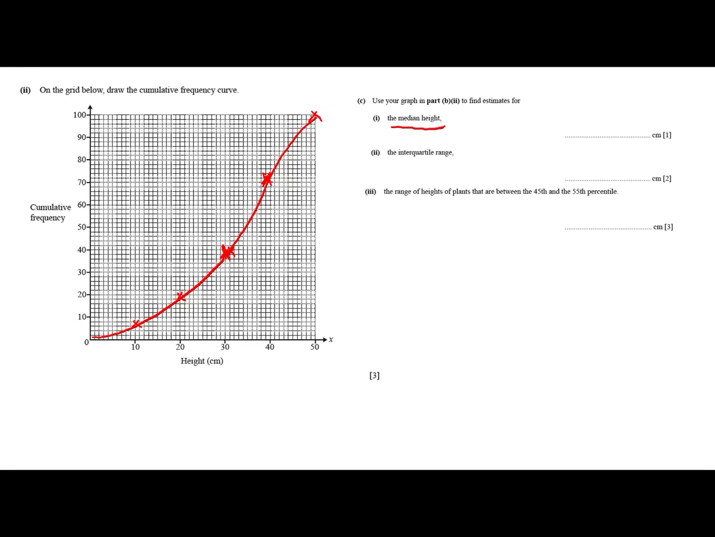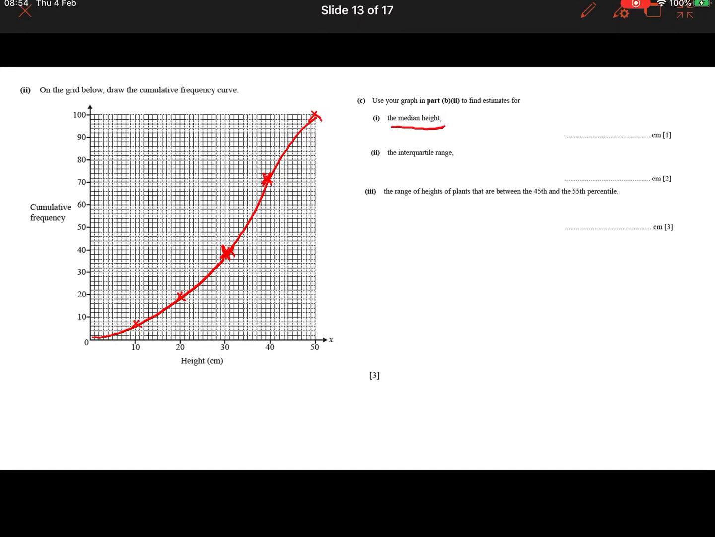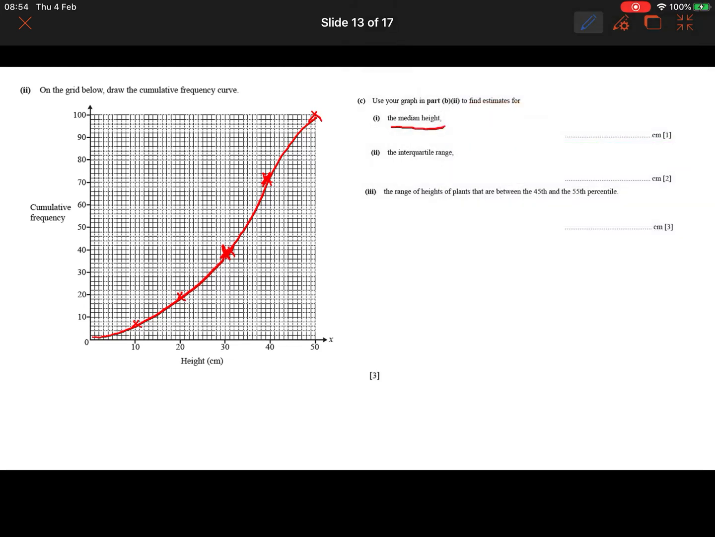Well, the median height is the middle height, okay? So there are 100 plants. So the middle plant must be the 50th plant. So all I've got to do is, and I must use a ruler and draw these lines in. If you don't, you will lose marks. Okay, and read off what that value is. So I'm going to say, based on mine, it's 35 centimetres.